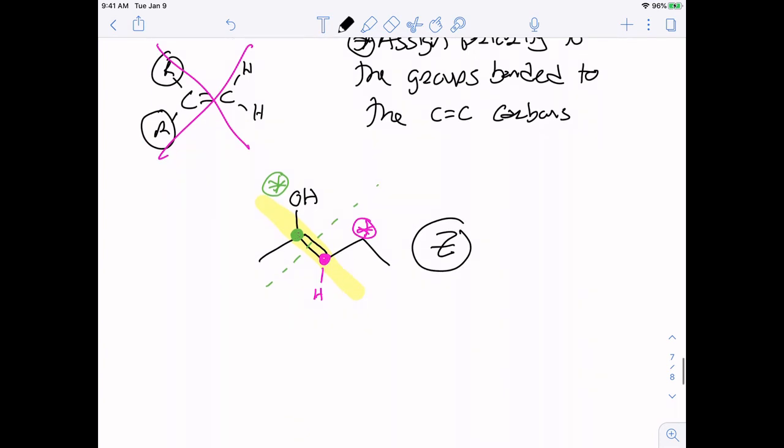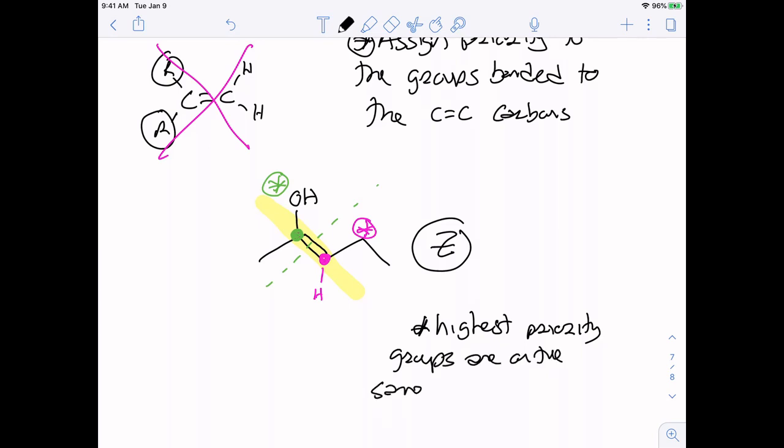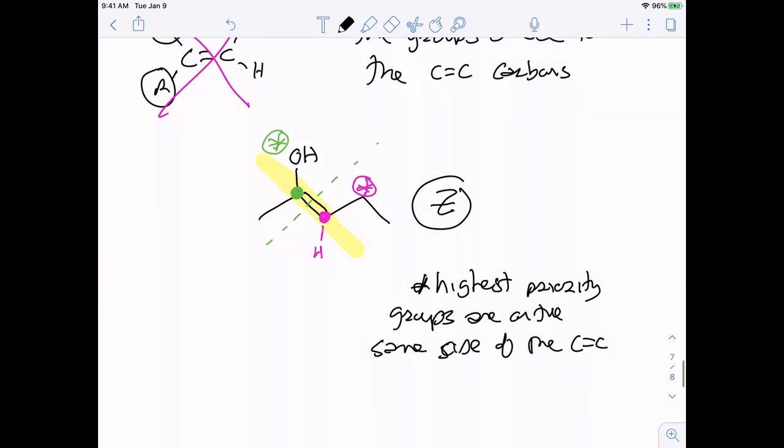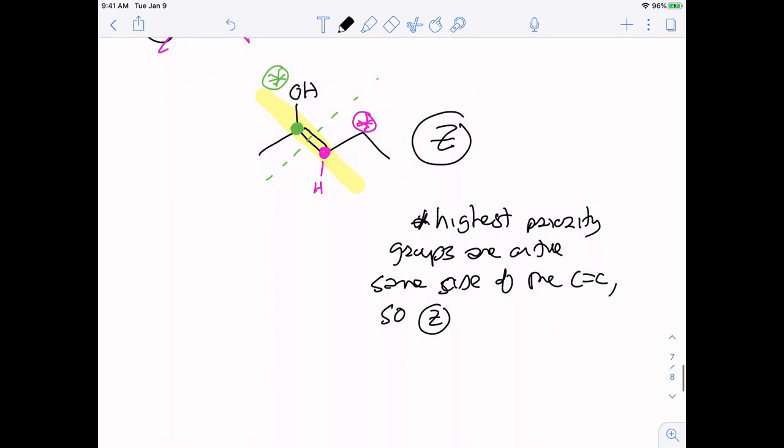So my highest priority groups are on the same side of that pi bond, so Z, right? If opposite sides, and we'll do an example, it's going to be E. So Z, same side, E, opposite sides.